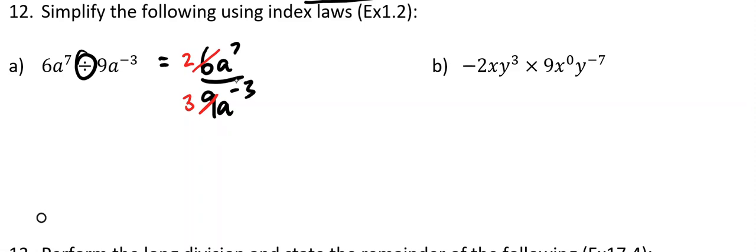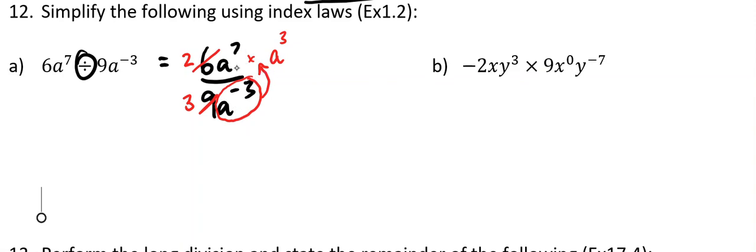Now, when we've got negative indices, this doesn't say write with positive indices, but that's usually a given. That little guy can go up to the top with a positive index and times. So it's written with a negative on the bottom. Bring it up to the top and times.